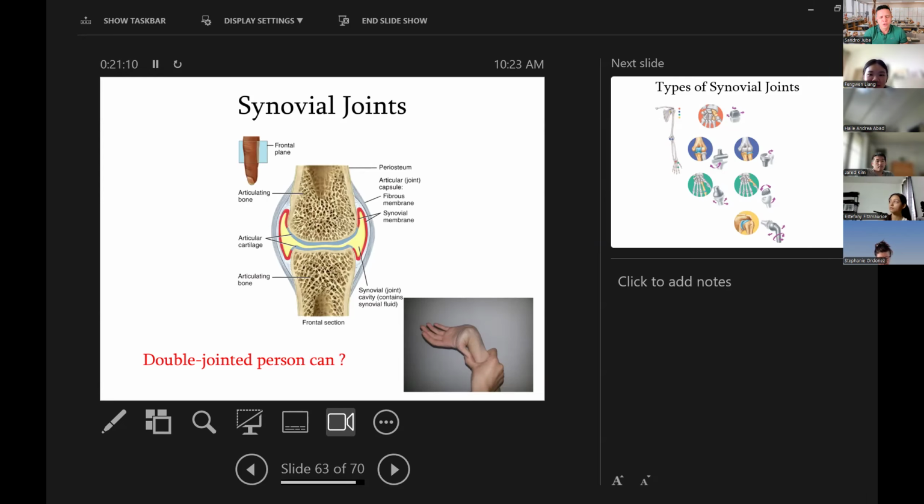But what is double jointed? It's a little bit of a misnomer. Double jointed doesn't mean two joints. It simply means that individual has more loose ligaments that allow for the ligaments to stretch further than most of us mere mortals. Okay.